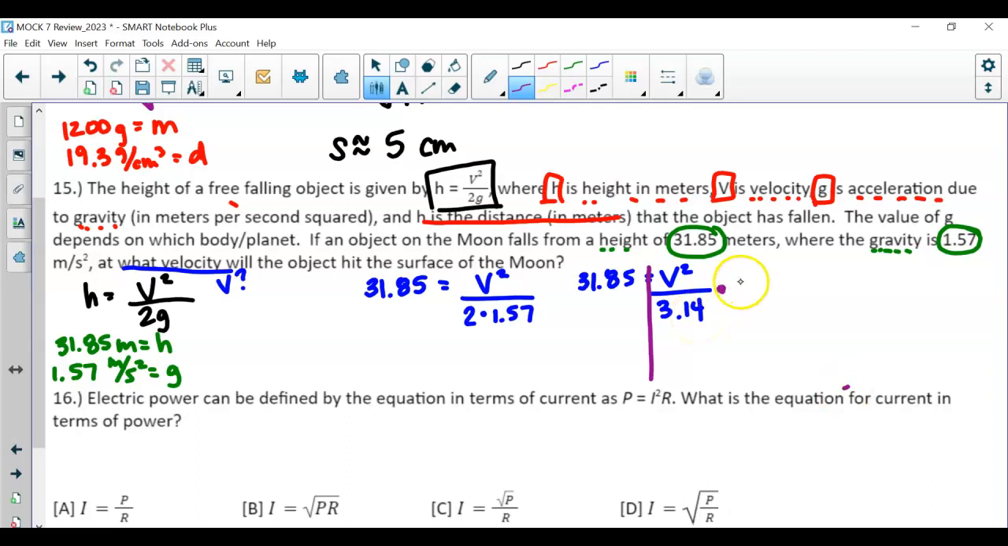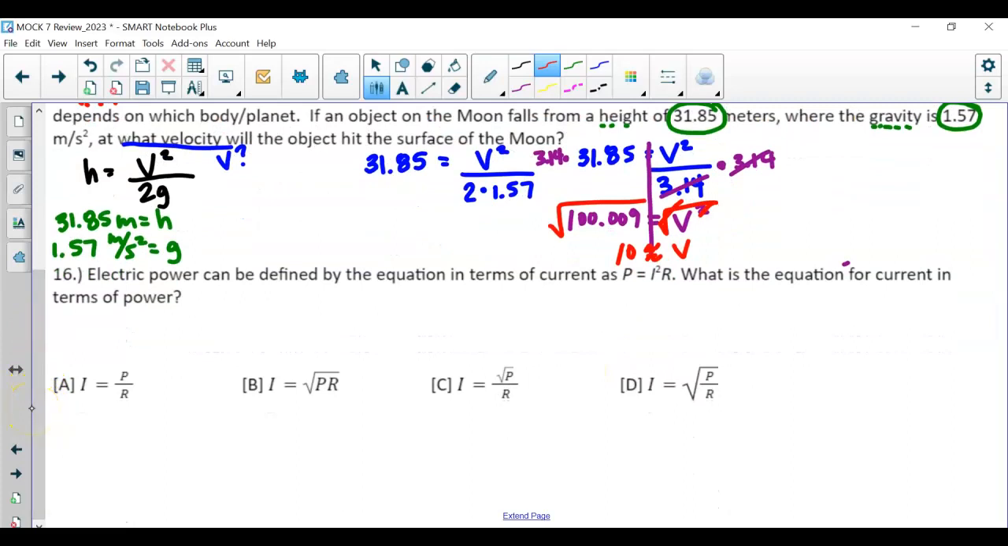It is being divided by 3.14, so now we need to multiply both sides by 3.14. When that cancels out, we've got V squared, which is equal to 100.009. Now notice we can solve for V. If it's V squared, now we take the square root, canceling out, and V is approximately 10.